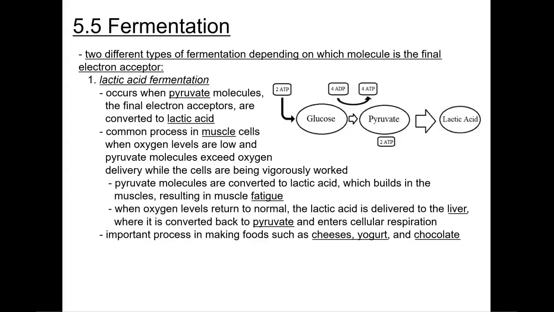and then the liver converts it back to pyruvate, and it can enter cellular respiration from there. It's an important process in making foods such as cheeses, yogurts, and chocolate.